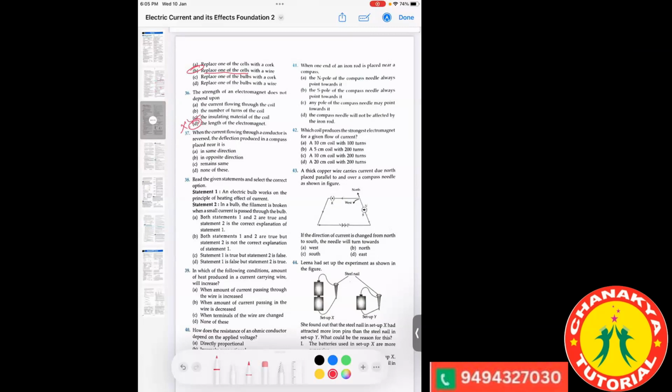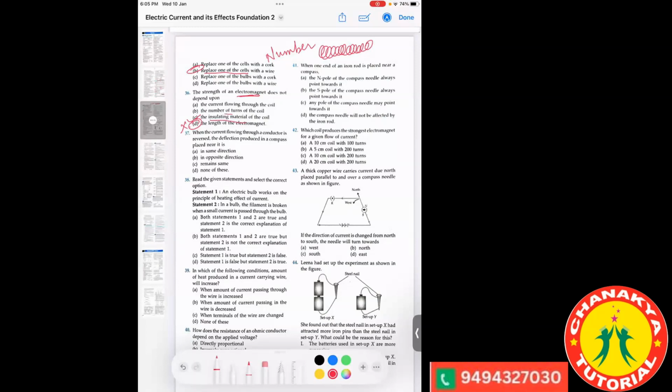Now, they are using the word electromagnet. Electromagnet is basically electricity with the help of magnet, right? That is the word electromagnet. Now, the strength of an electromagnet does not depend on the insulating material of the coil. So, what kind of coil they are using, it does not depend on that. It depends upon the number of turns of the coil. How many turns are there? It depends upon that.